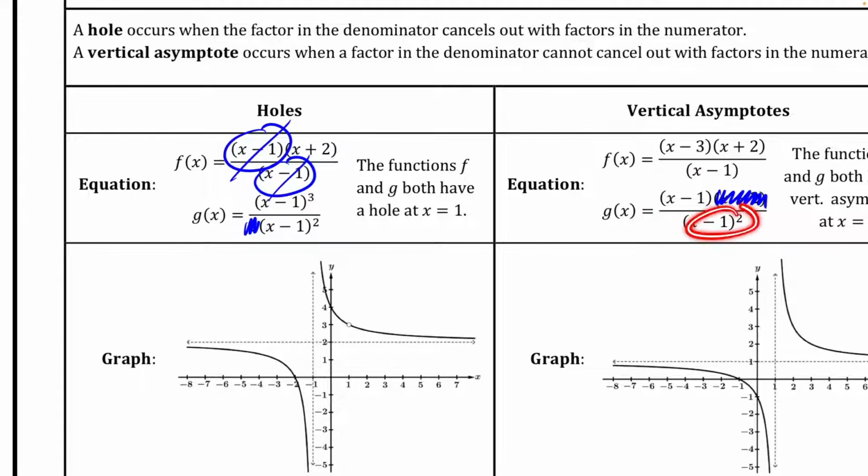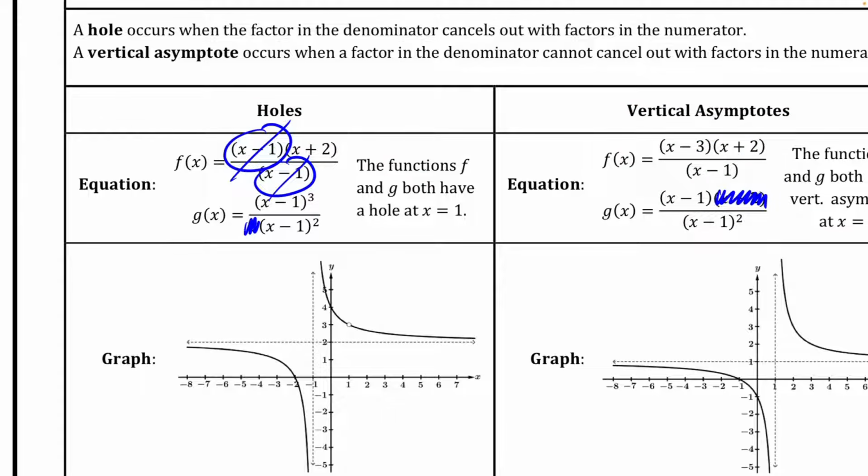Whenever the bottom wins, you'll always have a vertical asymptote. Whenever the top wins, then it's still going to be a hole. If there's a tie, it goes to the hole. So in this case, there's a tie, it goes to the hole. In this case, the bottom wins because there's no competition in the top. There's no x minus 1 up here. So the bottom wins. When the bottom wins, vertical asymptote. When it's a tie, it's a hole.